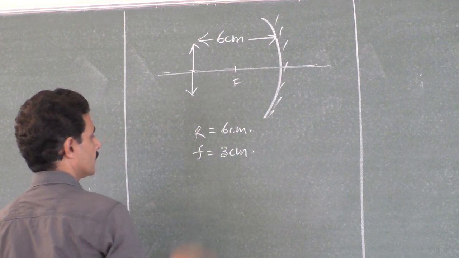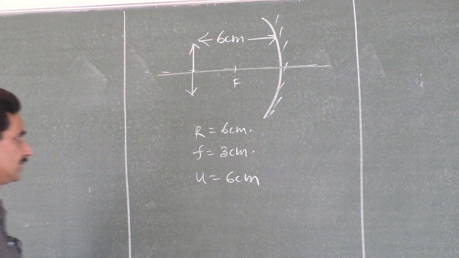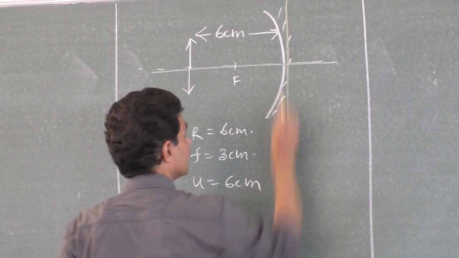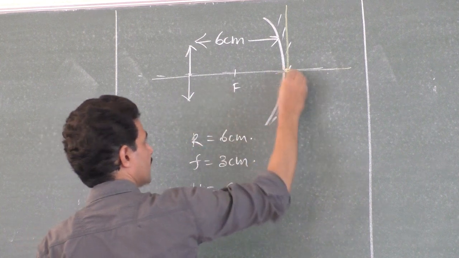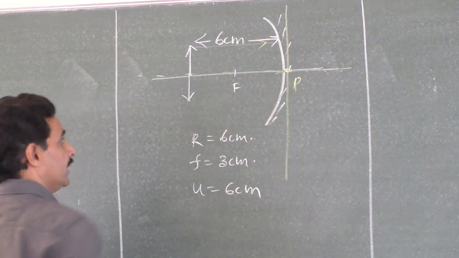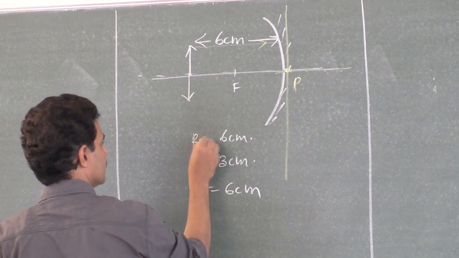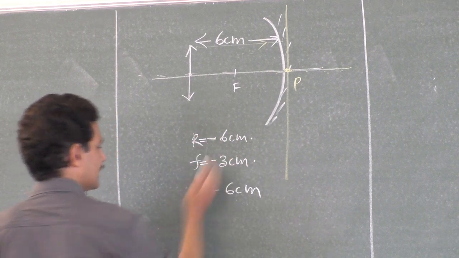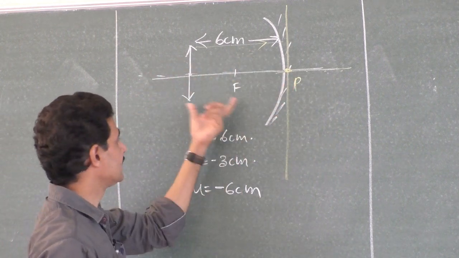So the object distance is 6 centimeters. Now taking care of all the sign conventions, divide this into a coordinate system like this. Everything on the right hand side is positive, left hand side negative, because when you start from the pole and move to this side, you are moving in the direction of light. And above positive, below negative, yes. Now, our radius is negative because it comes on the left hand side. And focal length is negative, on the left hand side. Object distance, negative, on the left hand side. All are on the left hand side. And you know the result, image distance should be 6 centimeters.